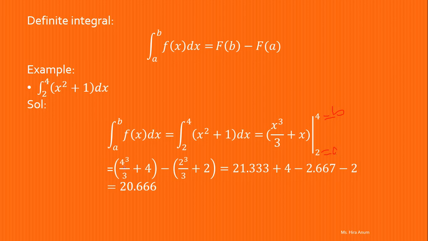So putting the upper limit first in this function, it becomes 4 cube over 3 plus 4, minus x cube, lower limit 2 cube over 3 plus 2. Then we simplify this and the last value is this.